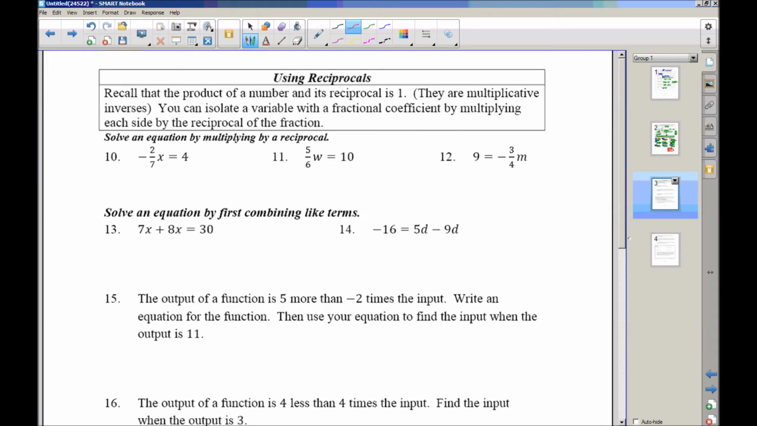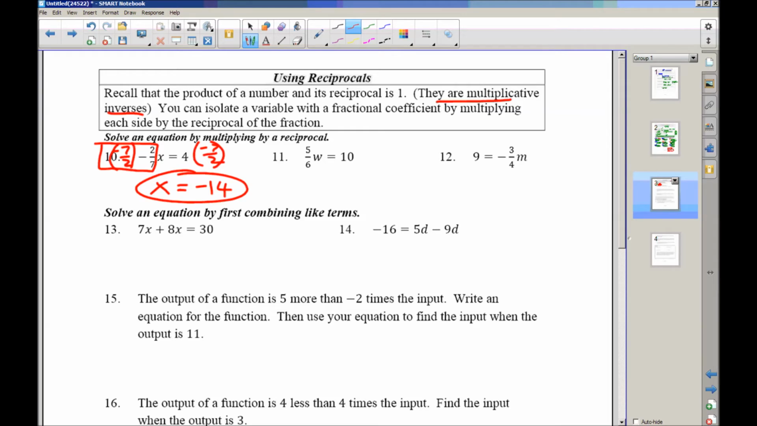Okay. All right, using reciprocals. This is a little trick in math when we have a fraction next to the variable. So it's multiplied by a fraction. The easiest way to get rid of it is to multiply by the reciprocal or the multiplicative inverse. And we spent a good bit of time talking about this in chapter 2, what those are. So if I multiply this side by negative 7 over 2 and this side by negative 7 over 2, these two fractions multiply together to make 1, and 1x is just plain old x. And then on the other side, we have negative 28 divided by 2, which is negative 14.